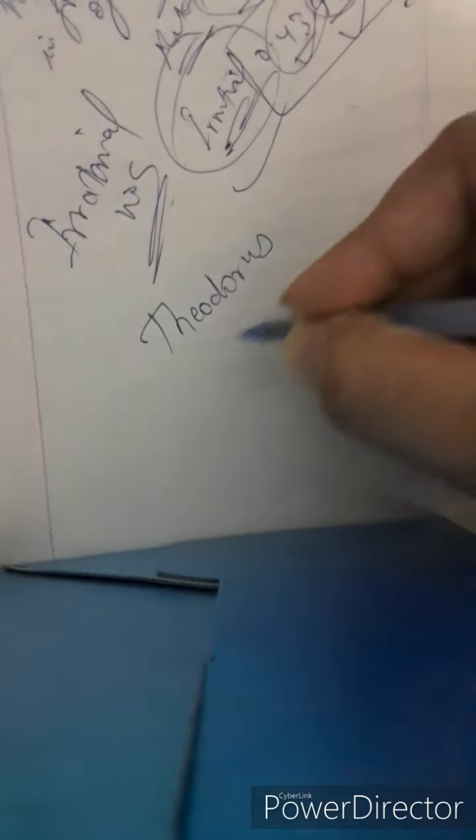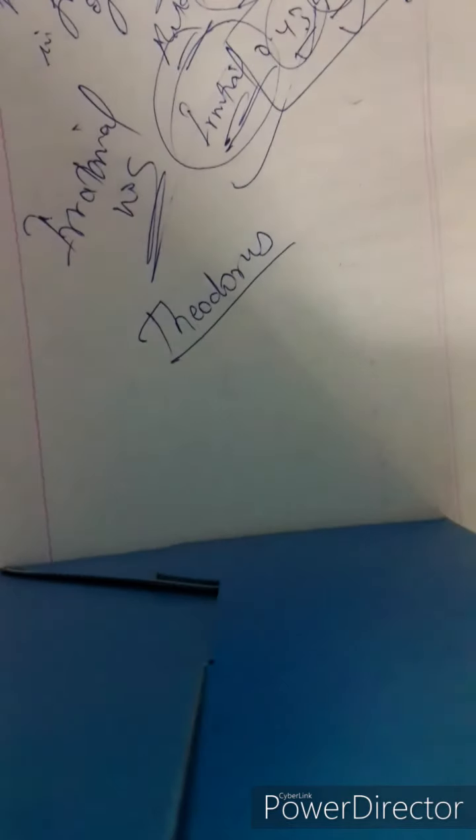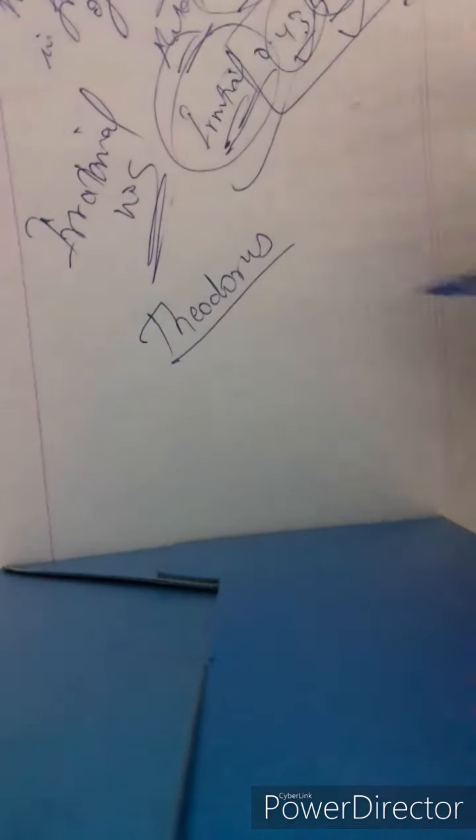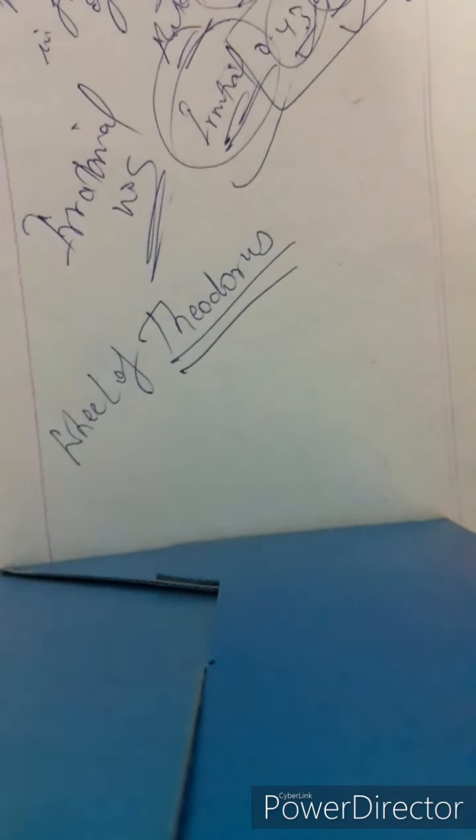Now coming to the wheel of Theodorus. Theodorus was an ancient Grecian philosopher who designed this particular construction. Just see the construction and memorize it. It is known as the wheel of Theodorus. I'll just draw it here for you. It consists of right angle triangles.